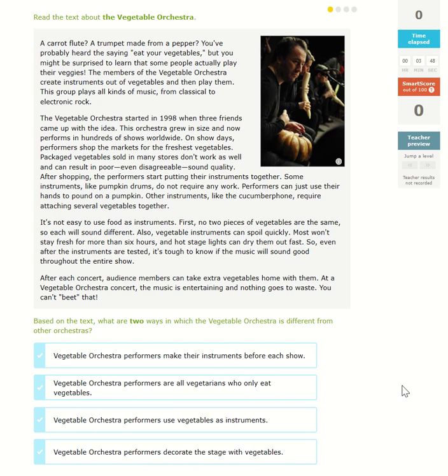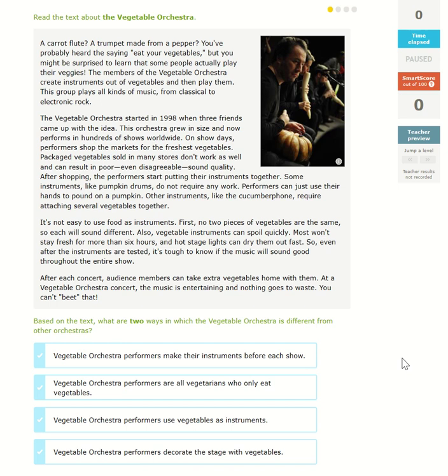I'm intrigued. Okay, a carrot flute, a trumpet made from a pepper. You've probably heard the saying, eat your vegetables, but you might be surprised to learn that some people actually play their veggies. The members of the vegetable orchestra create instruments out of vegetables and then play them. This group plays all kinds of music from classical to electronic rock. I wonder how they play electronic rock with vegetables. Interesting. I feel like there's got to be a YouTube video on this. I'm going to look it up after this.